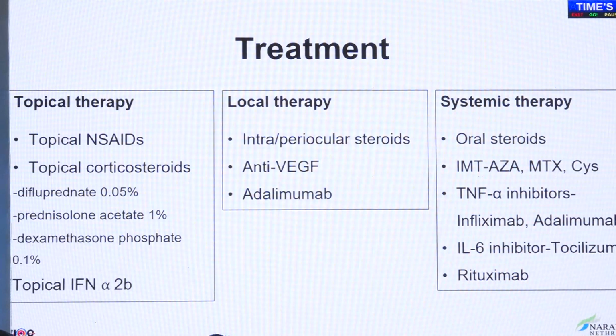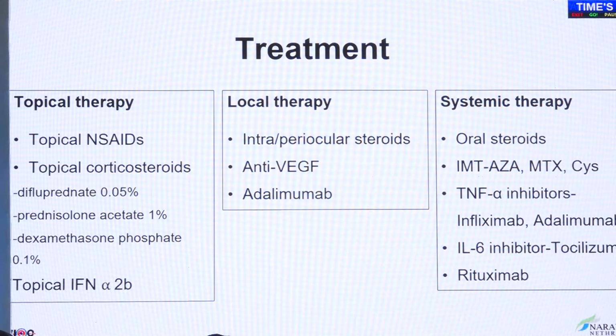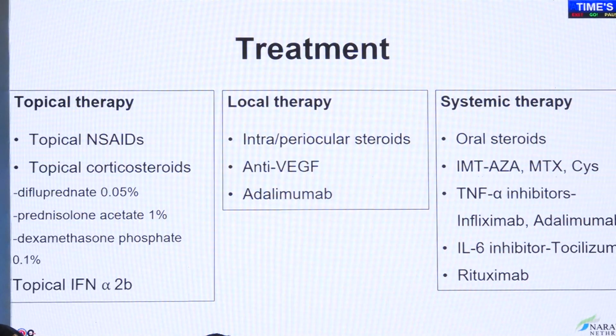Coming to the treatment, we treat them with topical, local or systemic therapy depending upon the type of the uveitis and the severity of the macular edema. Topical NSAIDs work well for mild post-op uveitis. The topical steroid difluprednate has a penetration into the posterior segment and is effective in controlling the macular edema, and topical interferon also is useful.